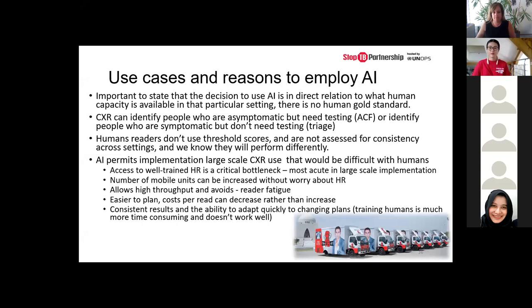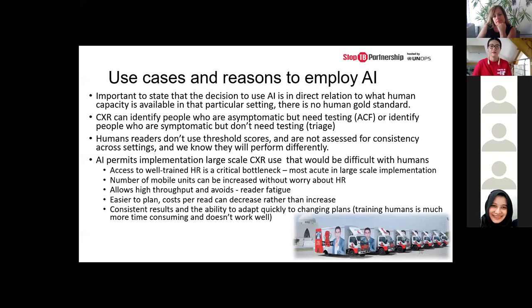And we know that humans perform differently. Different humans will look at the same image and have different interpretations. The same human may look at the same image and have a different interpretation over a period of time as well. And with artificial intelligence, the idea is to be able to standardize that.